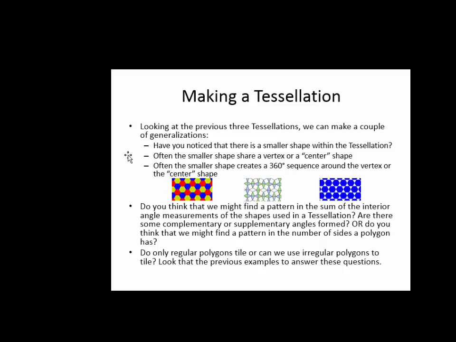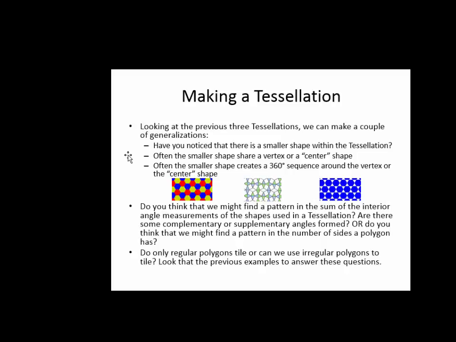So these are all things that I want you to think about while you're working on this level in Game 2. You'll be asked a lot of questions having to do with what polygons can go together. But if you ponder these questions and really look at different tessellations, you should be able to find some answers to them.